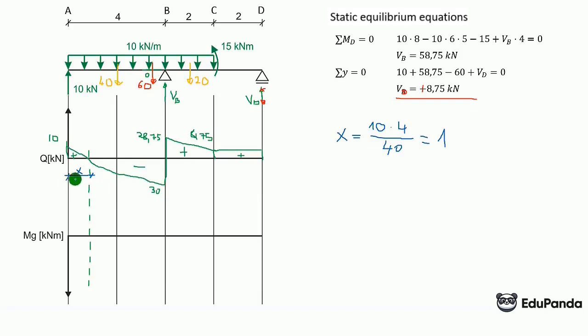And the area of this triangle is 10 times 1 times 1/2, that is 5. The area of this triangle is, since here it is 1, then it is 3 times 30 times 1/2, that is 90/2, so 45. The area of this trapezoid is a plus b times h/2, so that is 37.5. And the area of the last rectangle is 8.75 times 2, that is 17.5.